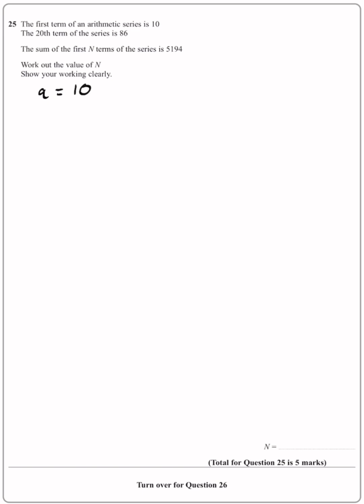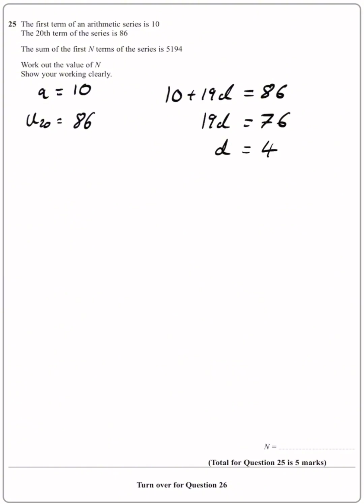Question number 25, this is the arithmetic sequences question. It tells us that the first term, which I'll call A, is 10, and the 20th term is 86. U20 is 86. So if I use the formula of the nth term, a plus n minus 1 d, we'll get 10 plus 19d will be equal to 86. Subtract 10 from both sides, divide by 19, and we get d is equal to 4.